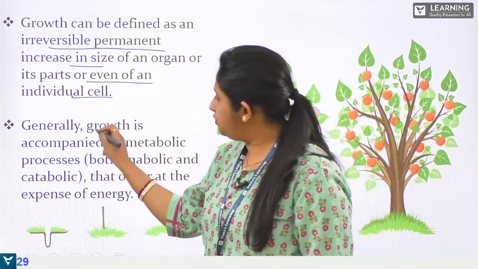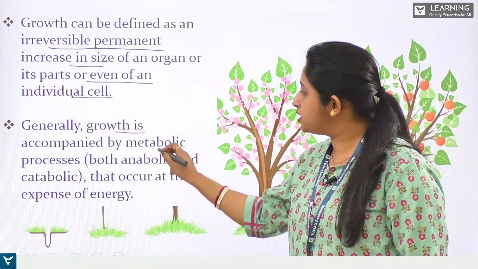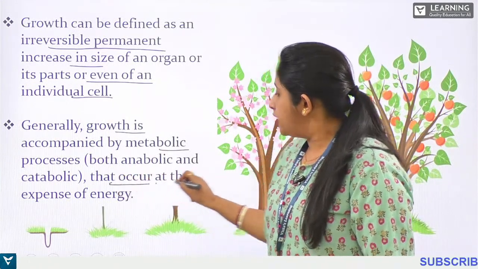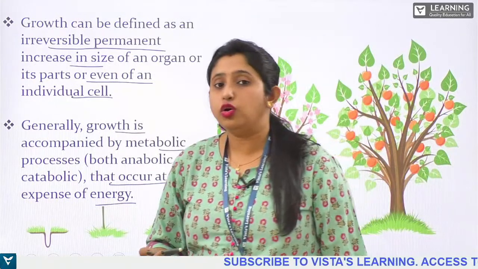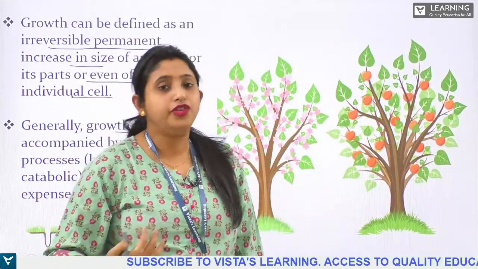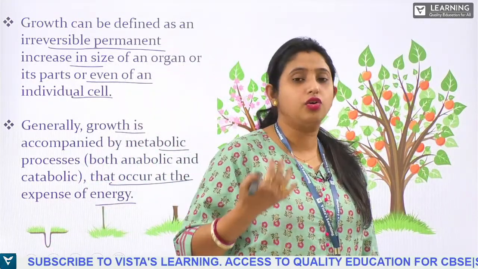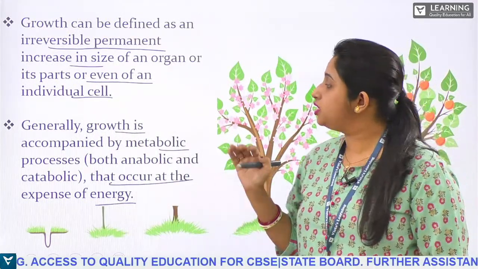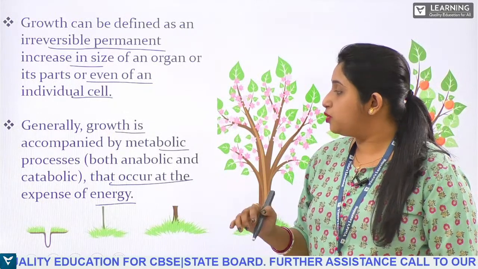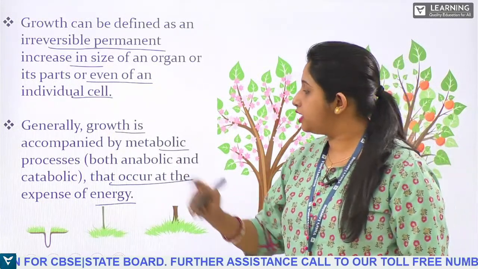Generally, growth is accompanied by the metabolic processes that occur at the expense of energy. So for the growth, for the division, everything requires energy. Growth and development require energy. So it happens with the help of metabolic processes, both anabolic and catabolic.